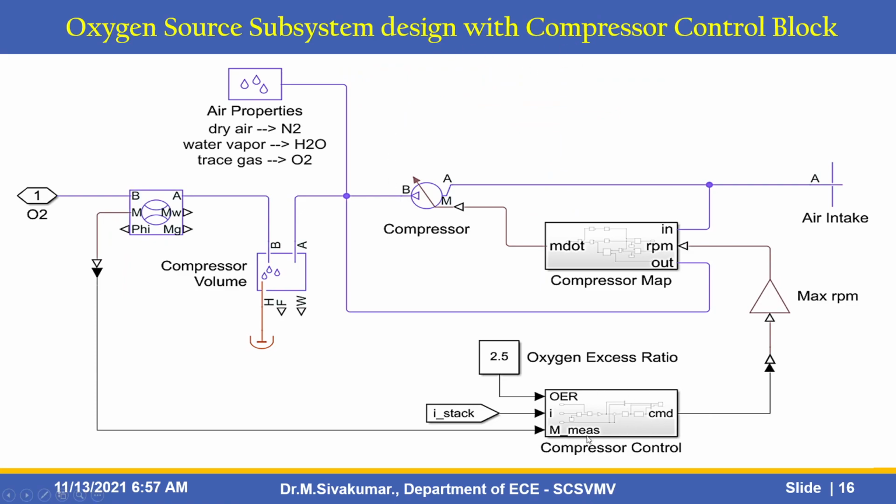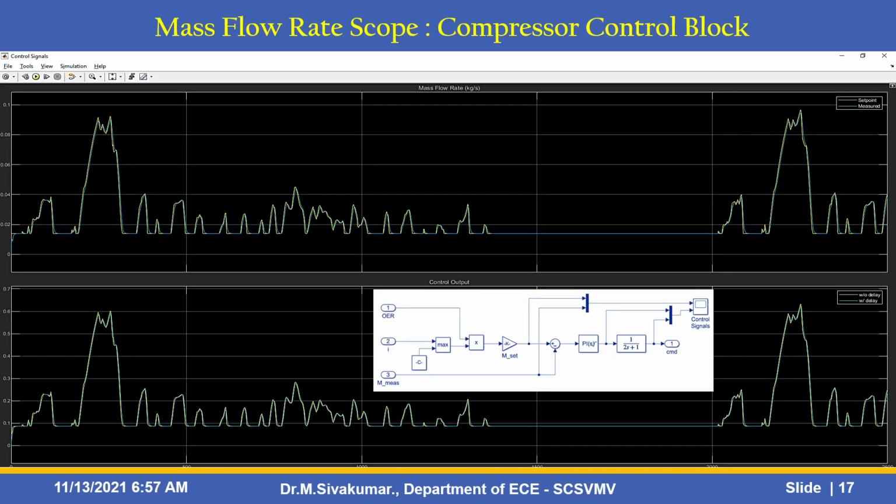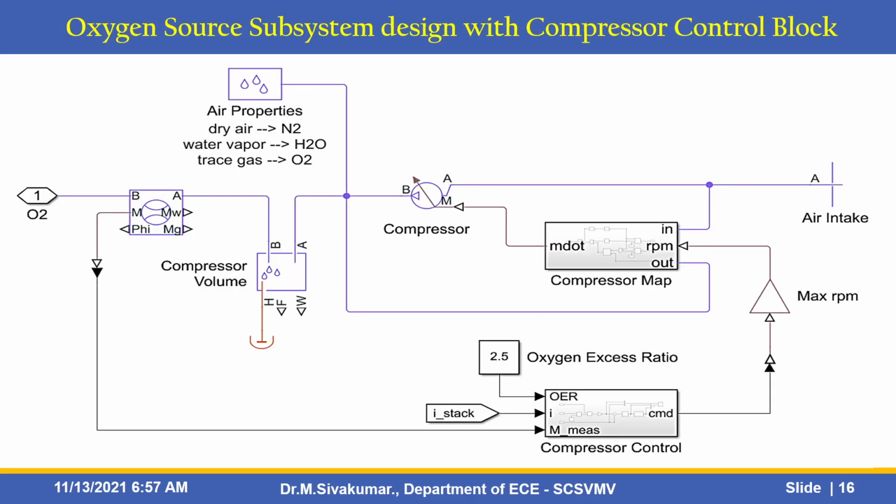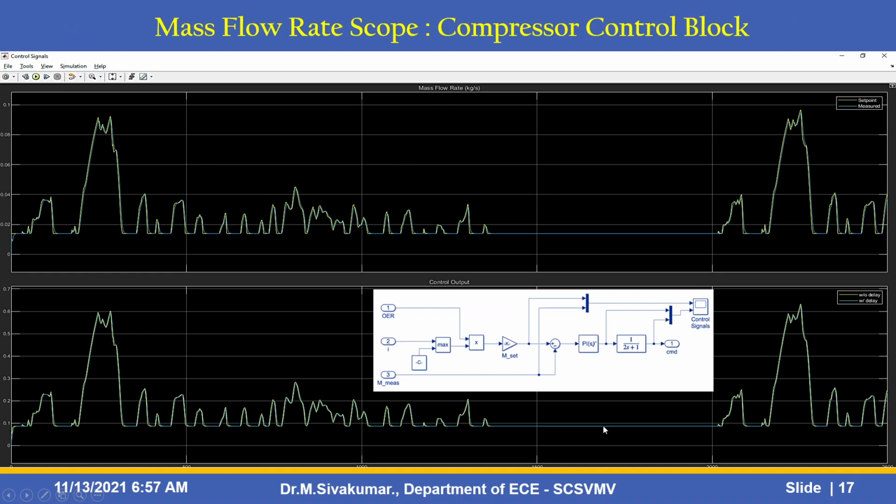This is an important block to get the control signals. The inputs are the oxygen excess ratio and the stack current, and you can also see the mass flow to analyze the air properties, such as the air intake and so on. You can analyze this by using the compressor control model. You can get the mass flow rate. This is the mass flow rate block, this one, the MS mass flow rate block.